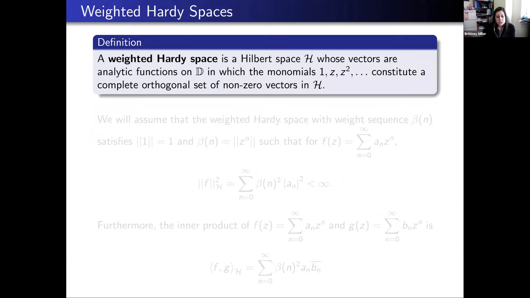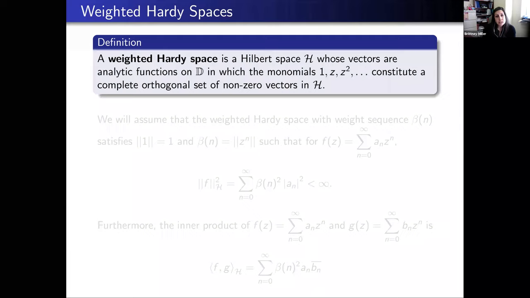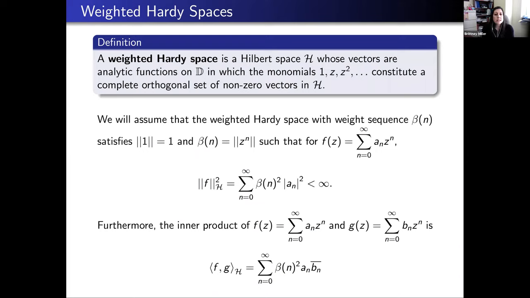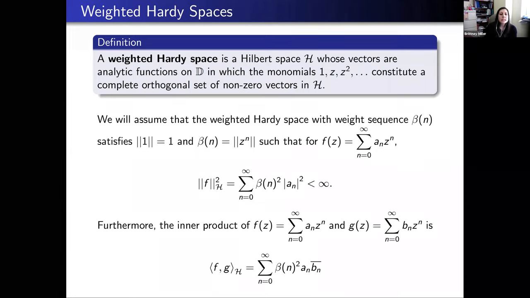And just making it even a little bit more broad, we have other Hilbert spaces, in particular what we call weighted Hardy spaces. And these, again, are going to be analytic functions on the disk where the monomials, the different powers of z, constitute a complete orthogonal set of non-zero vectors in H. So it should be clear that the Hardy space, the Bergman space and the Dirichlet space are, in fact, weighted Hardy spaces.